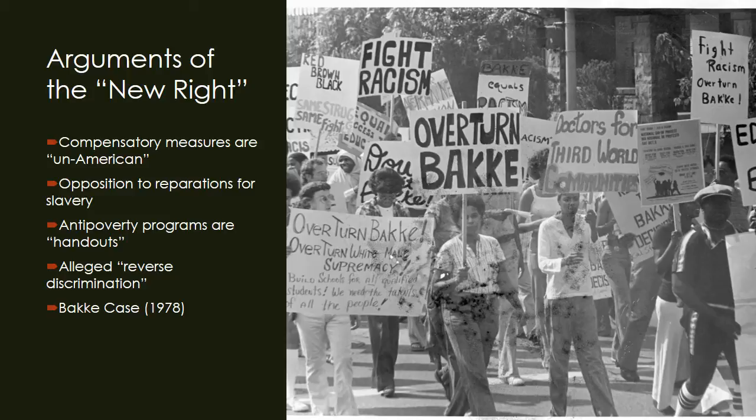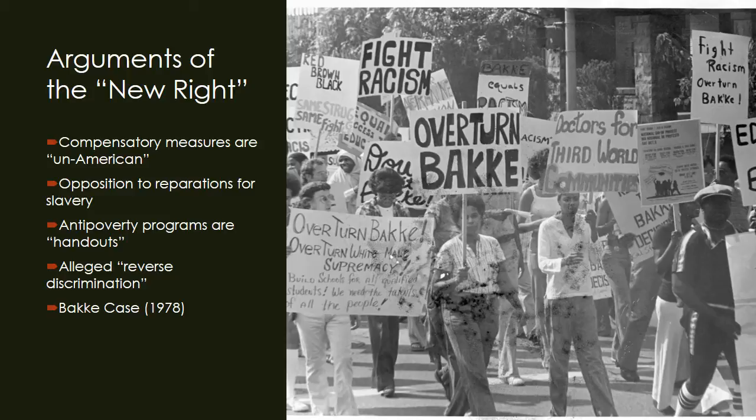But increasingly, a group of conservative Republicans calling themselves the New Right responded by arguing that compensatory measures for discrimination were un-American, that they were squelching equal opportunity, that they were depriving individuals of due process of law. They were opposed, of course, to any thought of affirmative action as reparations for slavery, or that there should be a monetary set of reparations for slavery.